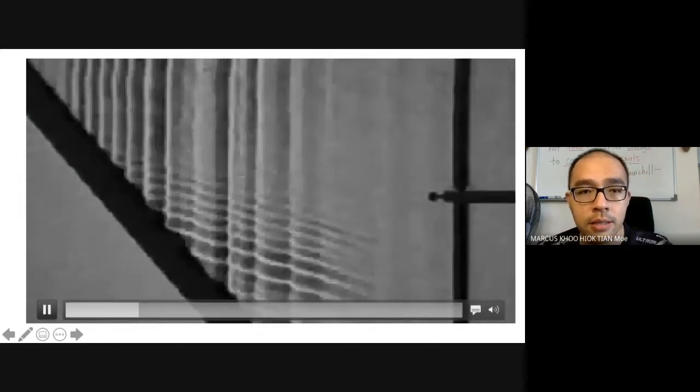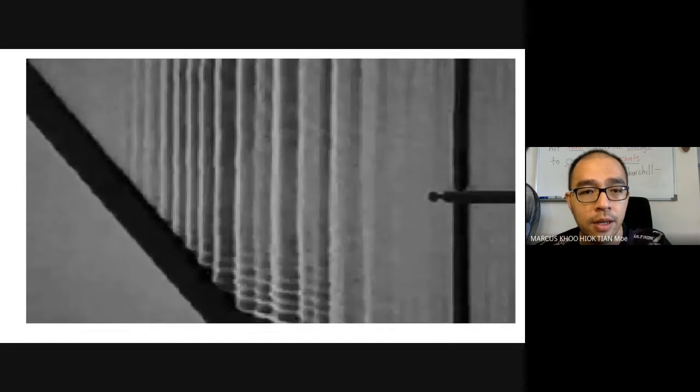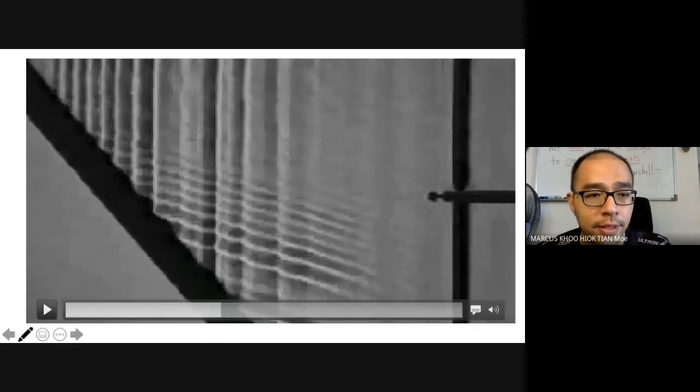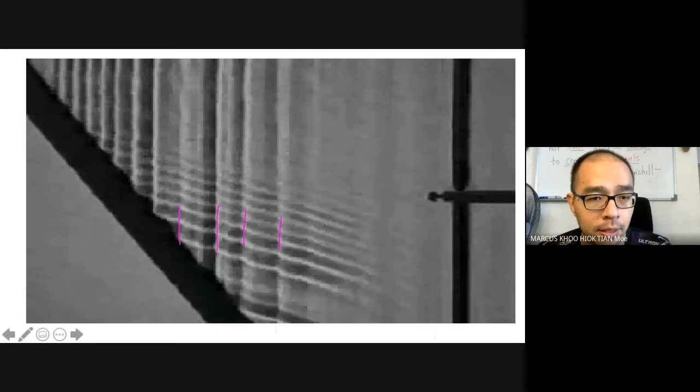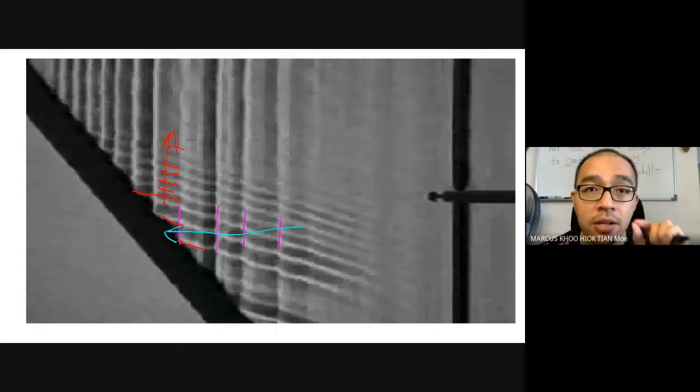This is from the top view. What I want you to notice is that every wave coming here, once it hits the wall, is reflected back. See how it is reflected back this way? These are all the reflected waves. The incident wave is this way. The reflected wave is this way. And it always follows the law of reflection. The law of reflection says the angle of incidence equals the angle of reflection.